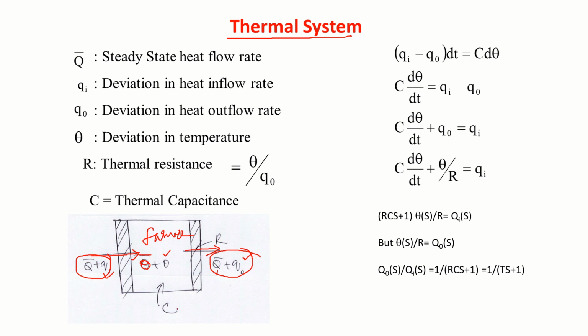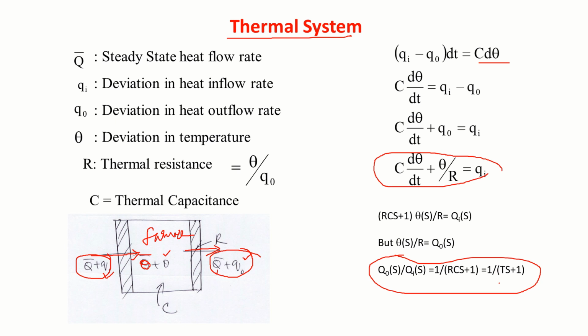Let us say C is the thermal capacitance. The heat inflow rate minus the heat outflow rate, multiplied by time, must be equal to the heat energy stored. So C d theta by dt is equal to Qi minus Q naught. Again reorganize in this fashion and replace Q naught by theta by R, and you will get the equation like this. Then take the Laplace transform and arrange output by input. You will get again 1 by Ts plus 1. So you can call this a first order thermal system.